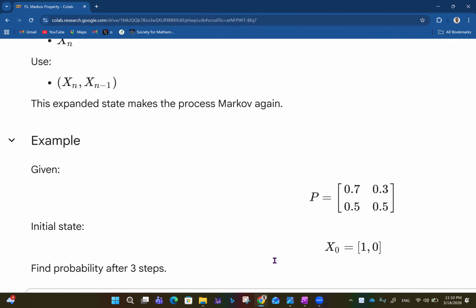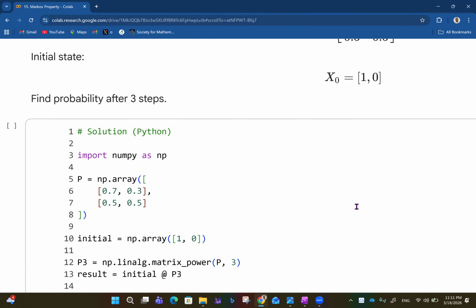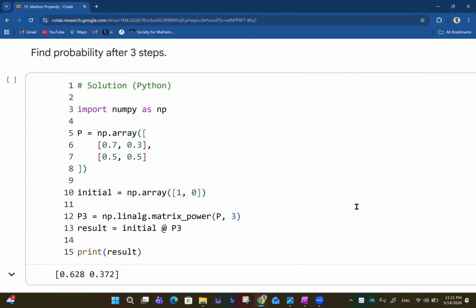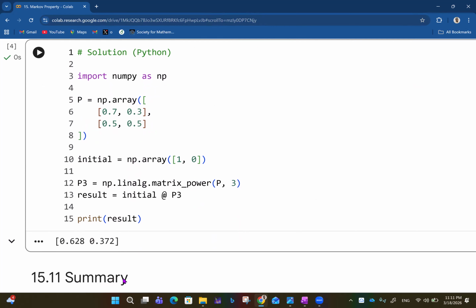So we have an example. Given P is 0.7, 0.3, 0.5, 0.5, and an initial state x naught, which is 1, 0, we want to find the probabilities after three steps. So all the possible probabilities after three steps, right? If you simulate that, of course, we end up getting 0.628 and 0.372 after three steps. So yeah, we have that.